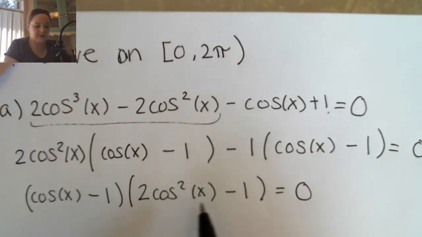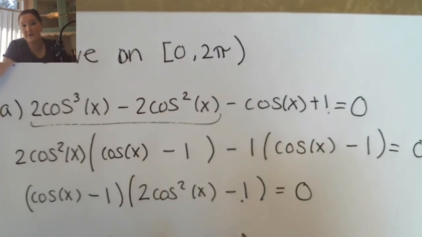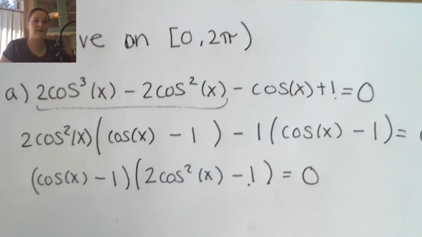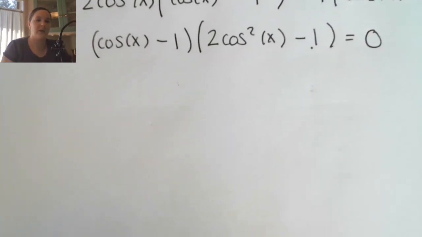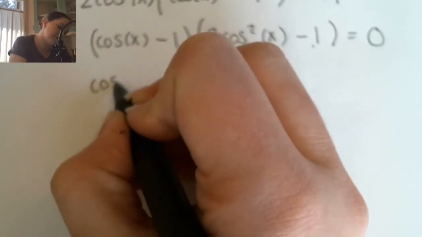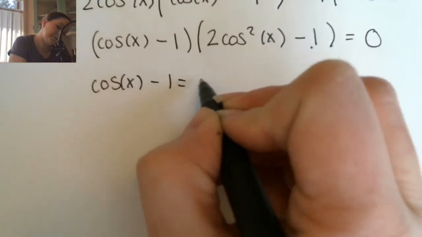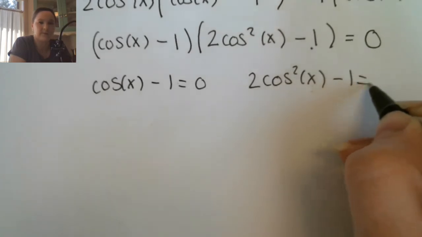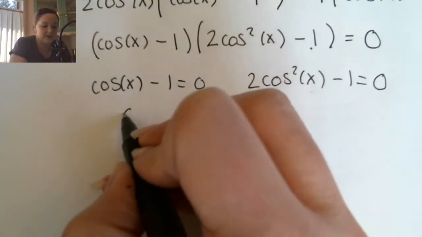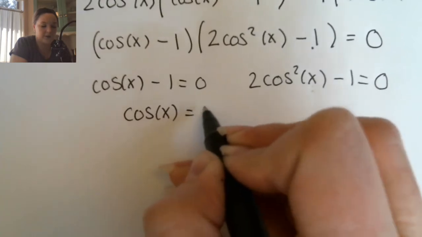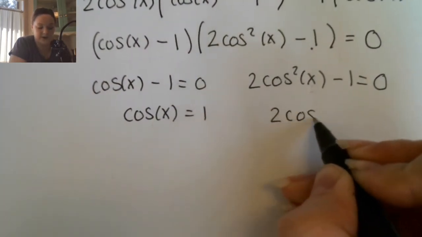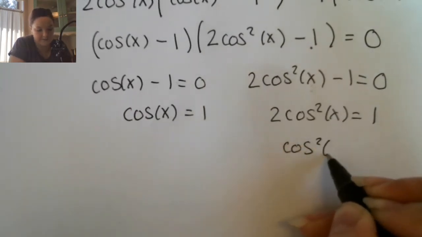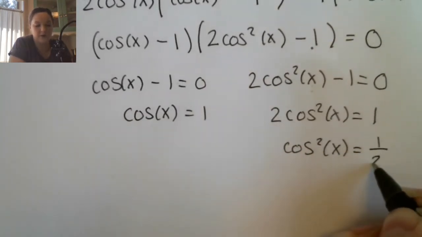Now this, not the difference of squares, you could factor it as the difference of squares using root 2, or you could just leave it like this. So I'm going to leave it and I'm going to set both of my factors equal to 0. So here to solve, all I need to do is add 1 to both sides. Here I am going to add 1 to both sides. And then divide by 2.